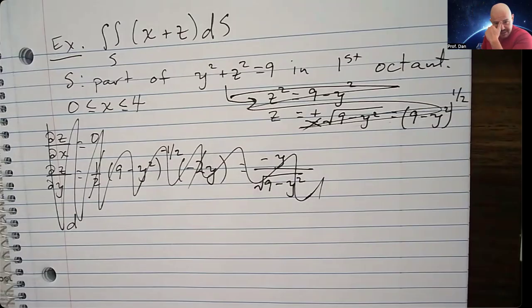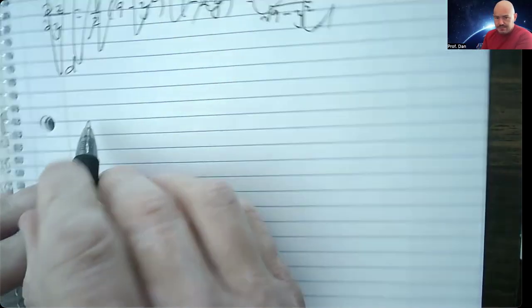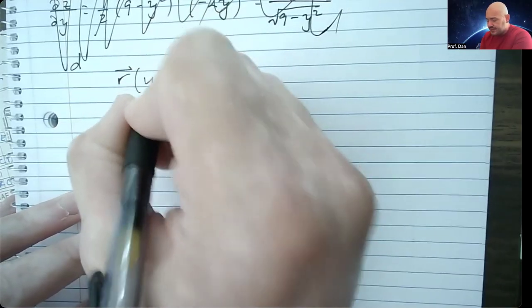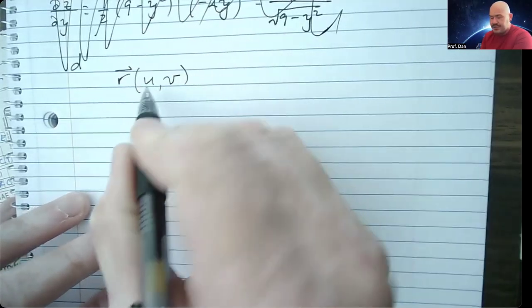So what I did want to do is actually parameterize the cylinder first, meaning that I come up with a set of parametric equations. So first off, we can write our parametric equations as a vector valued function using two parameters u and v.